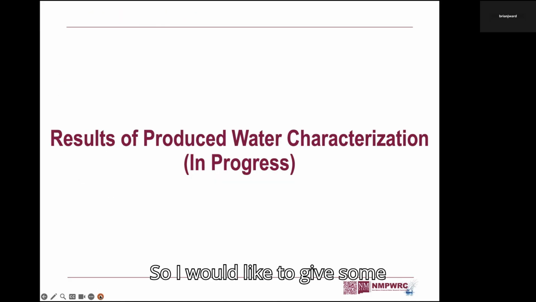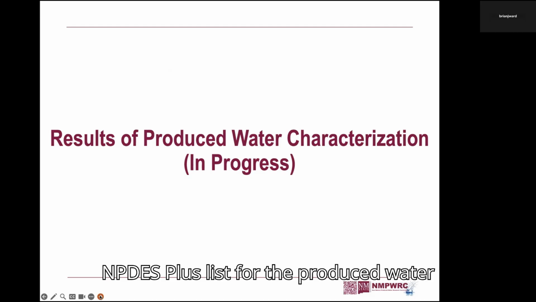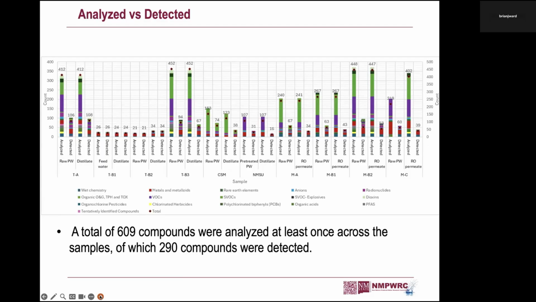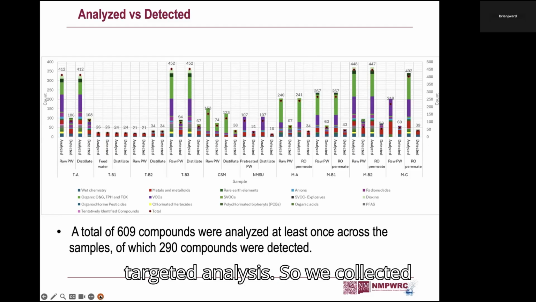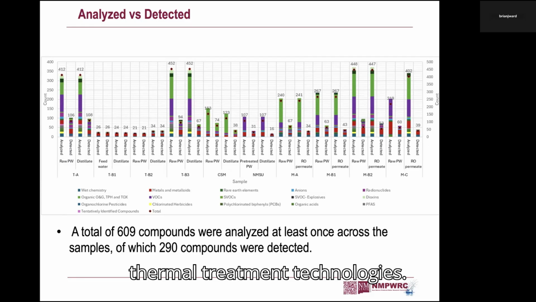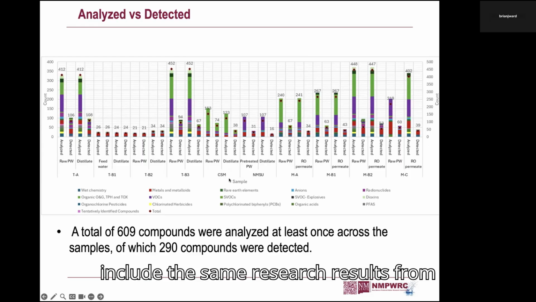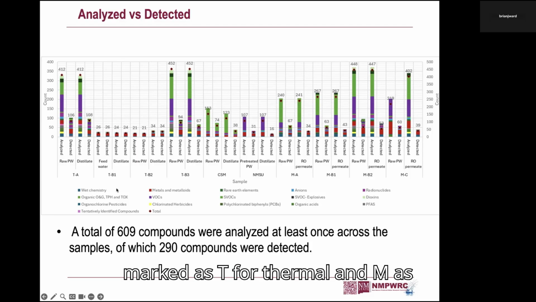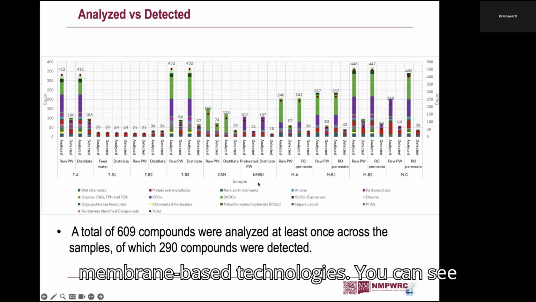So I would like to give some examples of how we use the NPDES Plus list for the produced water characterization, and the work is still ongoing. This is the results of the targeted analysis. We collected 10 sets of samples, including 4 thermal treatment technologies at different times, some research results from Colorado School of Mines, and other membrane-based technologies. It's marked as T for thermal and M for membrane-based technologies.